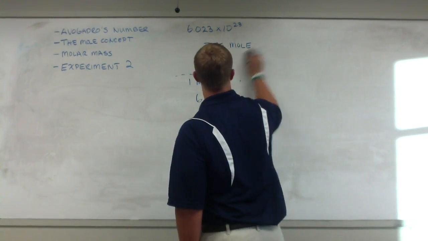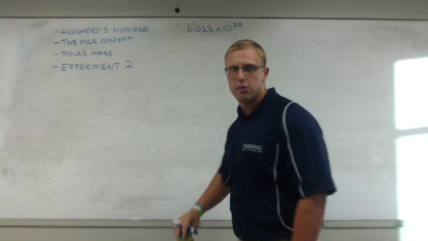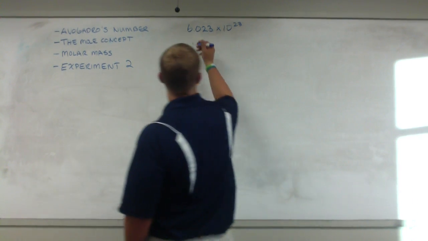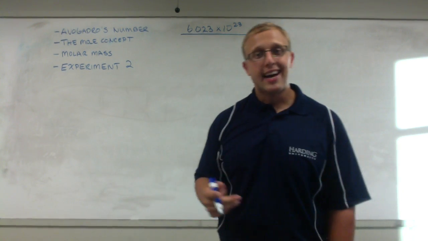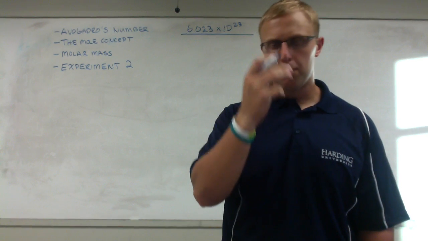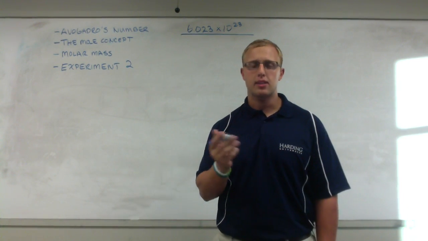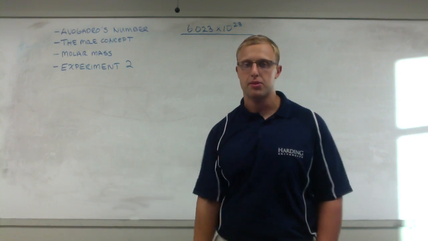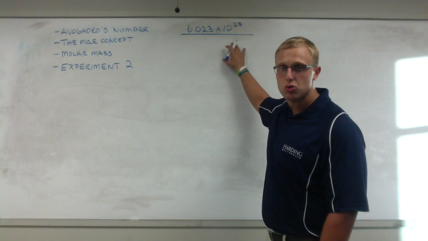Let's erase this. And we're going to keep that number up there as a reminder. This is always Avogadro's number. Will never change. It is accurate to 4 sig figs, though when we use it as a conversion factor, sig figs don't matter because conversion factors are considered to be exact numbers. All right, so 6.023 times 10 to the 23rd.